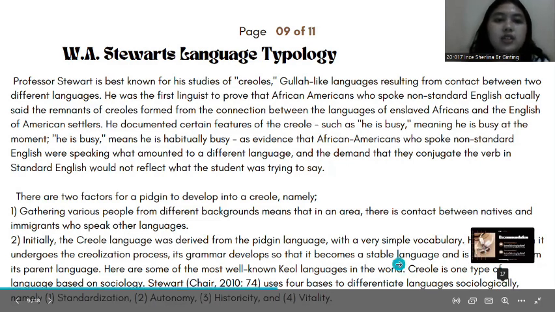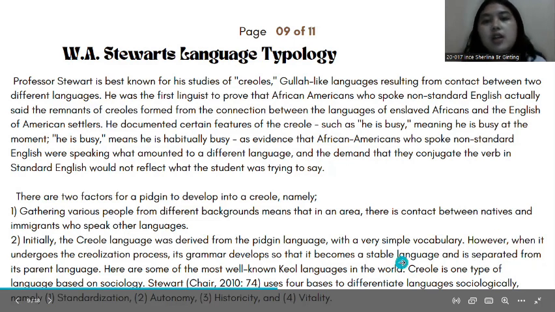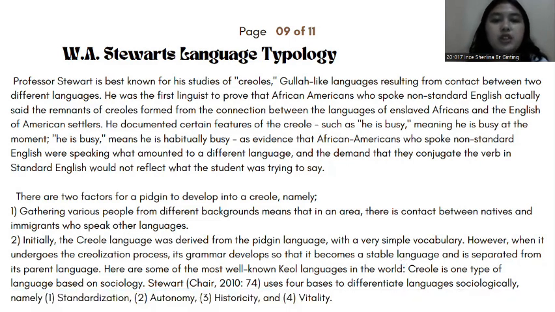He documented certain features of the Creole, such as "he busy," meaning he is busy at the moment, while "he be busy" means he is habitually busy, as evidence that African Americans who spoke non-standard English were speaking what amounted to a different language, and the demand that they conjugate the verb in standard English did not reflect what the student was trying to say.